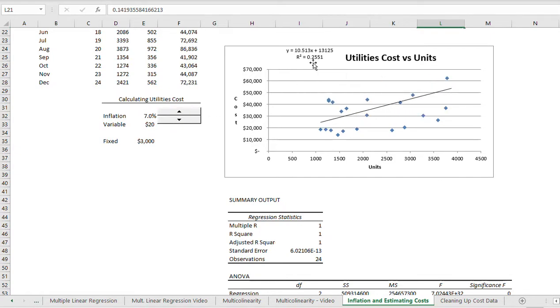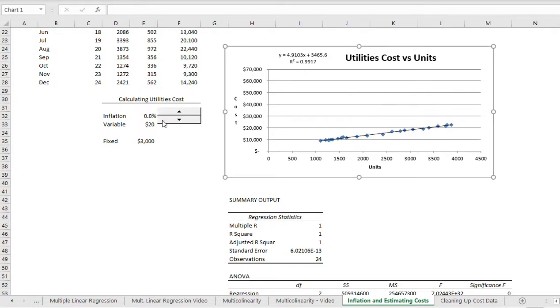As we increase or decrease it, keep an eye on what is happening to our R square. At a 7% inflation rate, we have an R square of 25%. At a lower inflation rate, our R square decreases. And we can reduce it all the way to a monthly inflation rate of 0, and we can see our R square is roughly 9%. So with no inflation, our units produced exactly explains our utility cost.